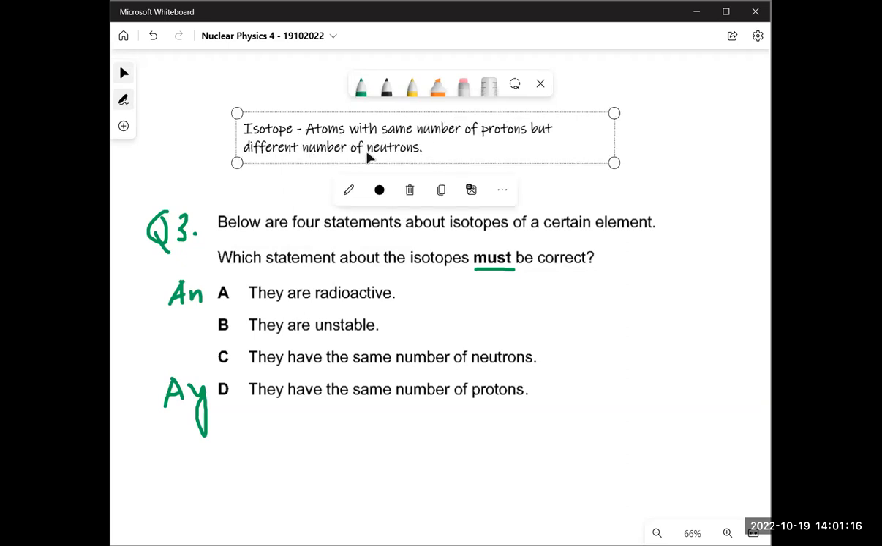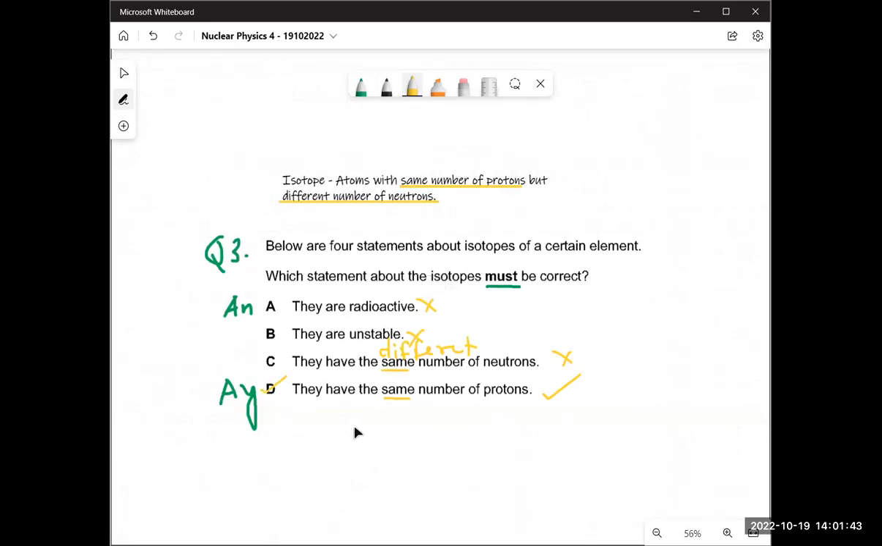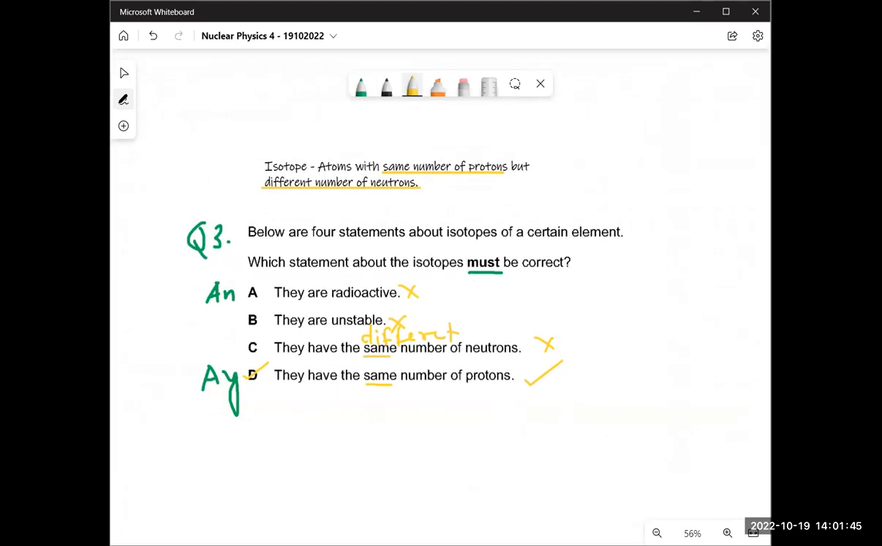That's the definition. Now the definition has nothing about radioactivity. So we realize that these two conditions must be true: same number of protons, or different number of neutrons. So this cannot be the answer. They have same number of neutrons? No, it must be different number of neutrons. So then this is wrong. This is wrong and same, that's correct. Fine. This is the correct option. Next one.